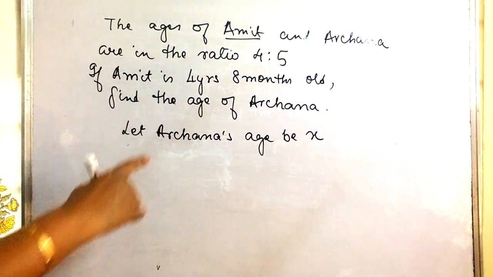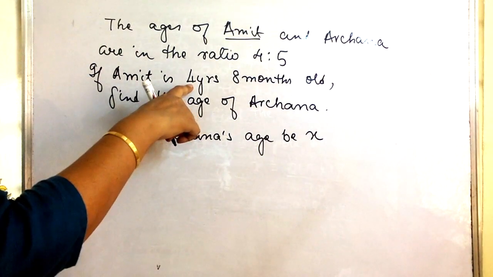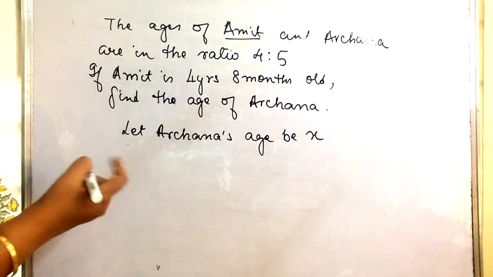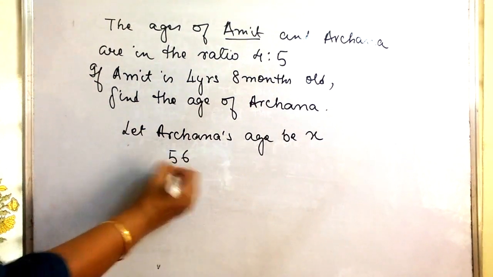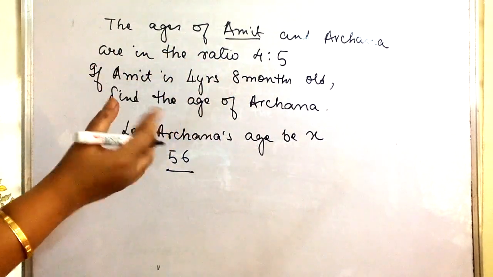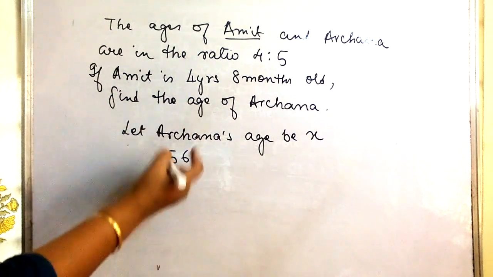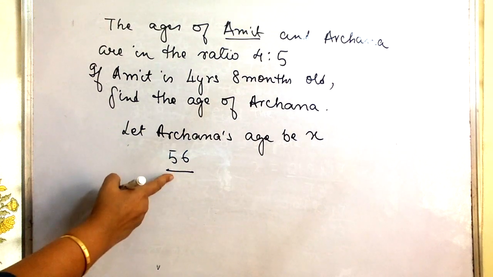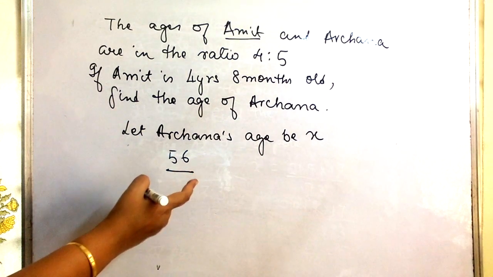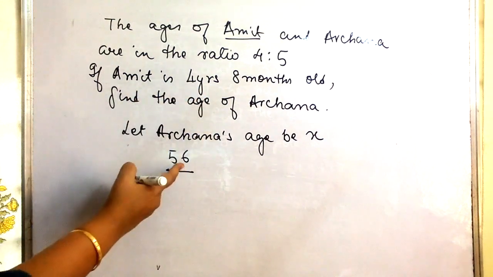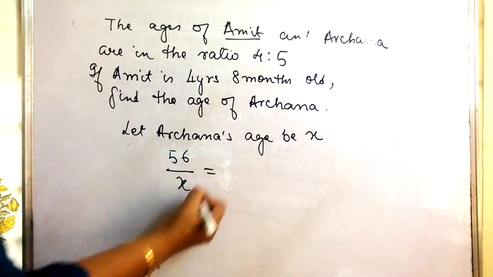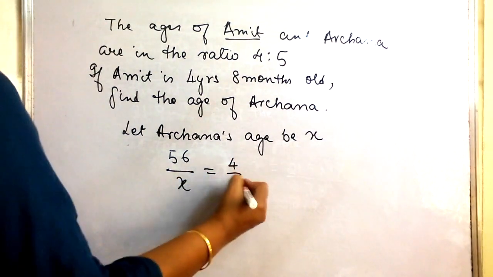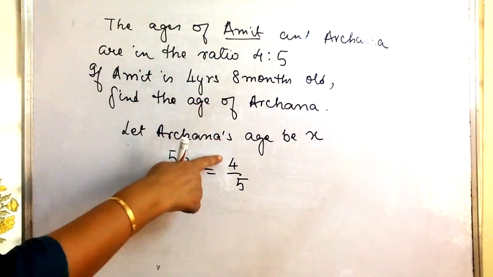Now how to put it in months? 4 years is 48, 4 into 12, 48 plus 8. 48 plus 8 is 56. Okay, so we'll write 56 because we can't take two numbers in ratios. 56 by x, where x is Archana's age. This is Amit's age. Amit's is 56 months as I have seen. We'll put Archana's age here, and then we are going to put 4 by 5 because they named Amit first, so 4 by 5.